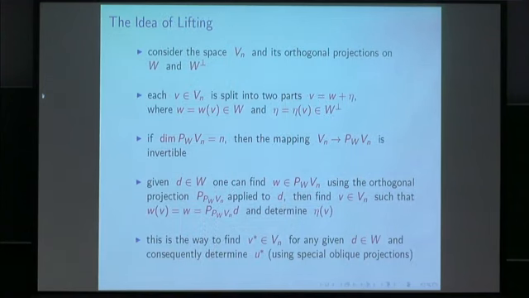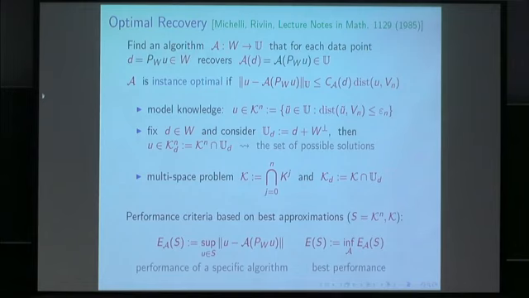The idea of lifting goes to the splitting of the space into W and the space V_n between W and W perp. Because this covers the whole space U, we can consider each element of V as having a portion in W and a portion in W perp, and based on that, we consider how to map from one to the other and define this lifting operator. And now we want this lifting operator to be optimal.